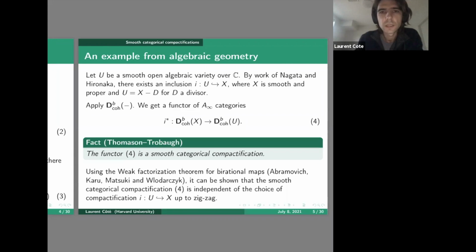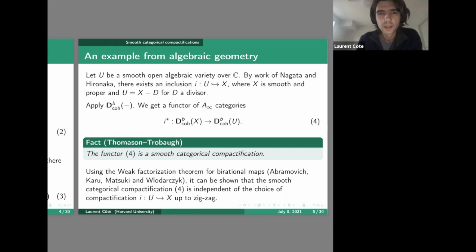Okay, so let's begin with an example from algebraic geometry. And this is perhaps the most important example to keep in mind. So let's fix a smooth open algebraic variety U. And it's known by work of Nagata and Hironaka, I believe, that you could include U in some smooth and proper algebraic variety X, such that the complement of U inside X is a divisor.